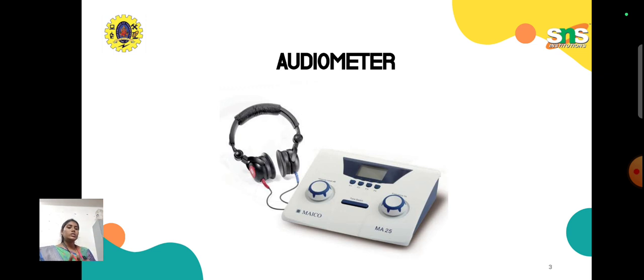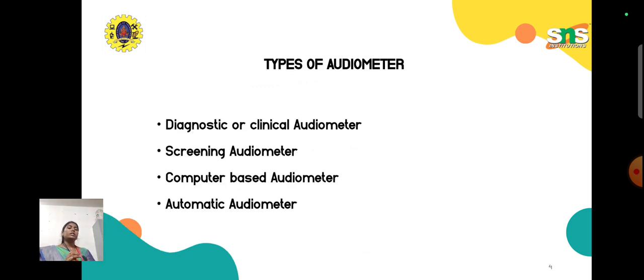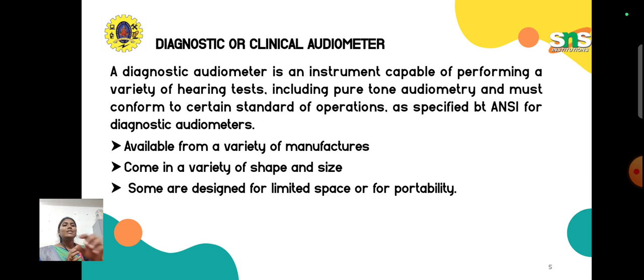And not only this device, we have different kinds of models and makeups of audiometer, which we will discuss next, that is the different types of audiometer. So we have basically four types of audiometer, four stages you can say. Starting with the diagnostic and clinical audiometer, which you can see on the hospital side. Then the screening audiometer, the third is the computer based audiometer, and the fourth is the automatic audiometer. This is the highest level.